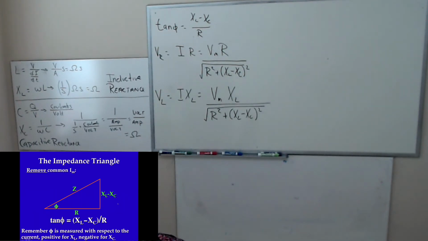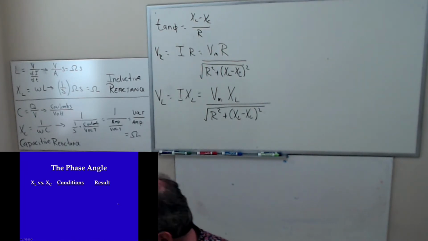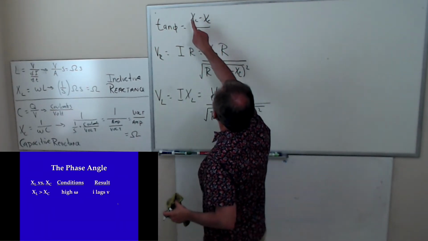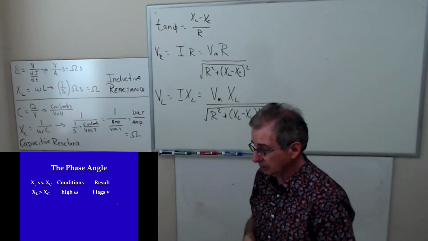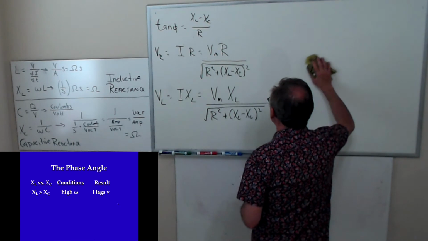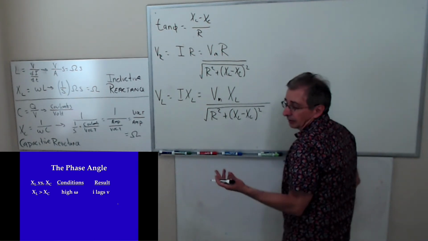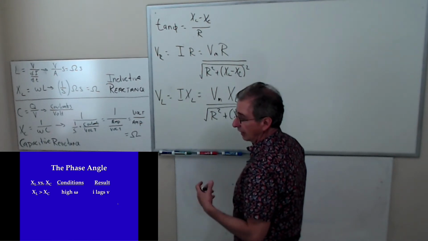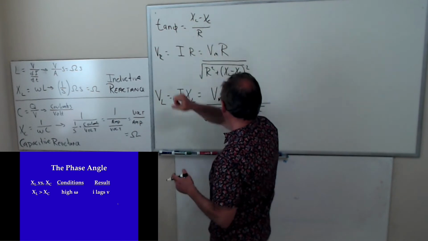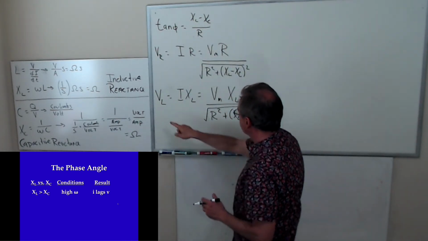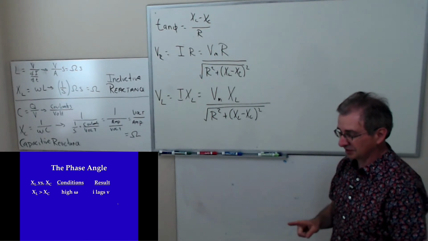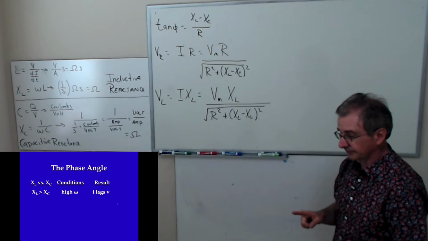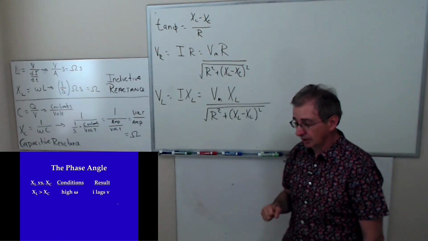Okay, so the question is, what does phi do? What are the different possibilities for phi? If this is bigger than this, then the phase angle is positive. Isn't that true? In other words, you can vary that based on the frequencies. So at frequencies at which this is bigger than this, that means that the voltage across the inductor is greater than the voltage across the capacitor. So the inductor dominates, and the current will lag the voltage.